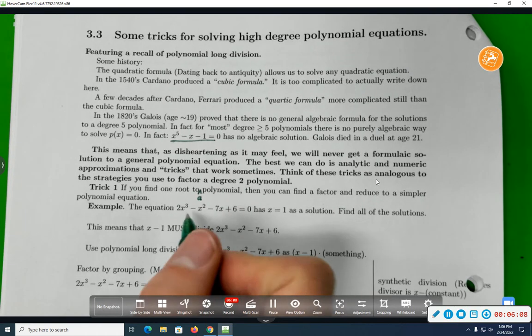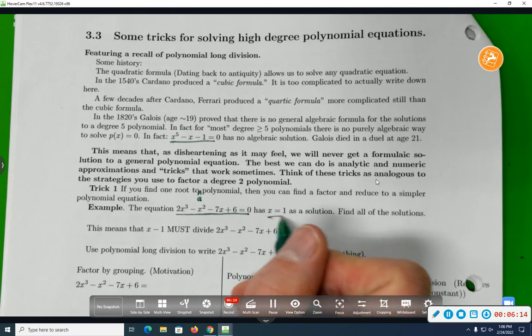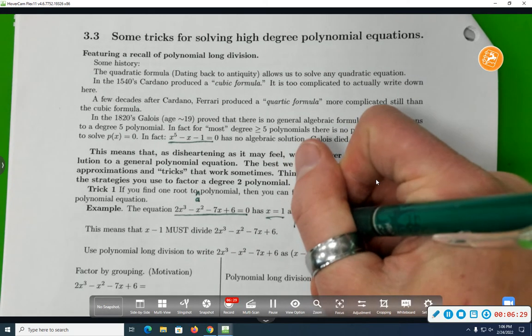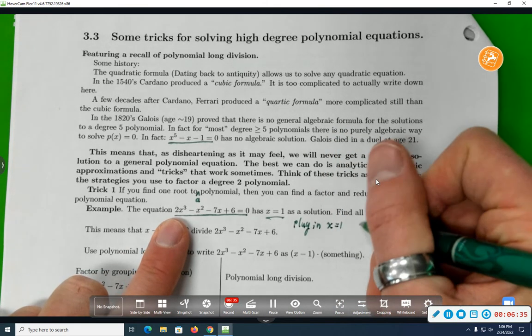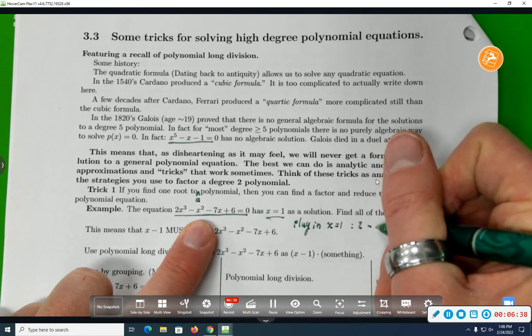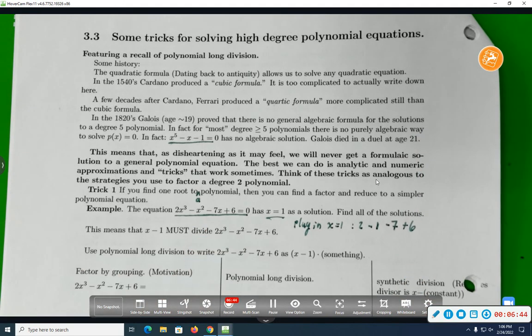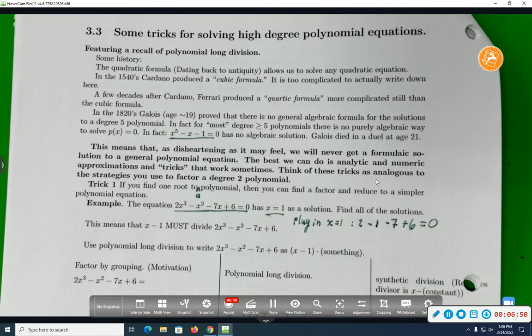So here is a polynomial equation. 2x cubed minus x squared minus 7x plus 6 equals 0. I assert that x equals 1 is a solution to that equation. Do you think we should double check that x equals 1 is actually a solution? I mean, it's easy to plug in 1. Doing that, 2 times 1 cubed is 2, minus 1 squared is 1, minus 7 times 1 plus 6. Is that 0? Awesome. Okay, so it does in fact have x equals 1 as a solution.